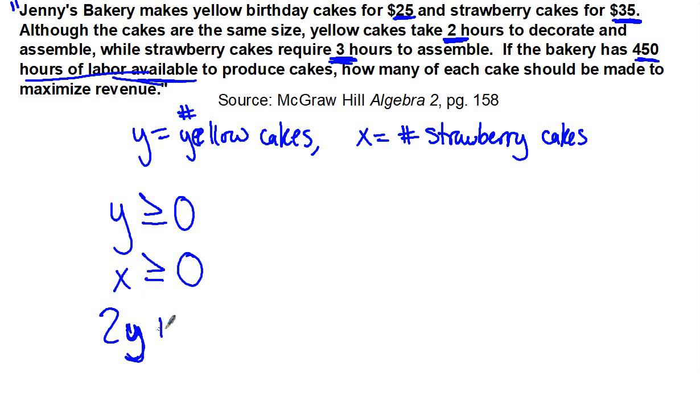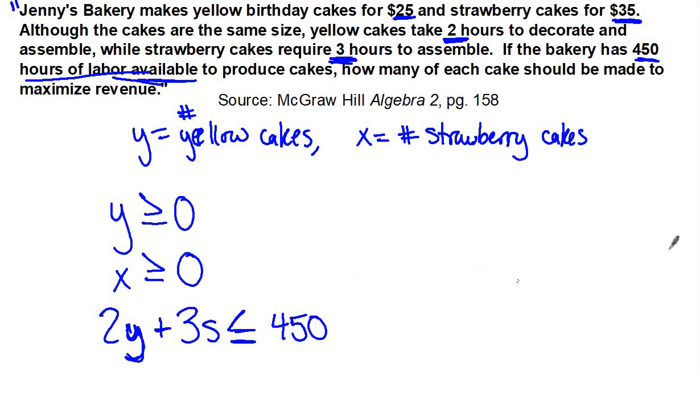Okay, and then the strawberry cakes, that's going to take me 3x hours because I don't know how many strawberry cakes I'm making. I do know it'll take me 3 hours per strawberry cake though. And then we have 450 hours of labor available. So this number could equal 450 or it could be less than. Cannot go over 450 because we don't have that much available.